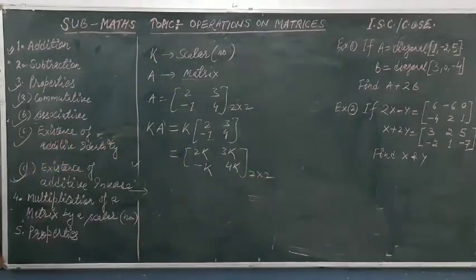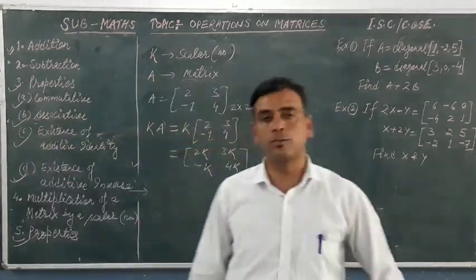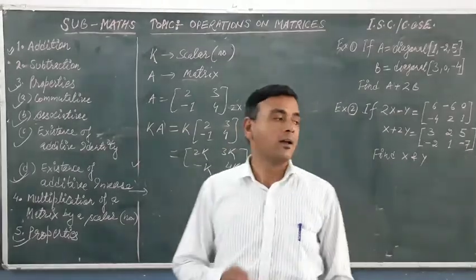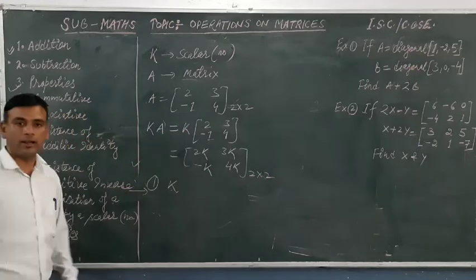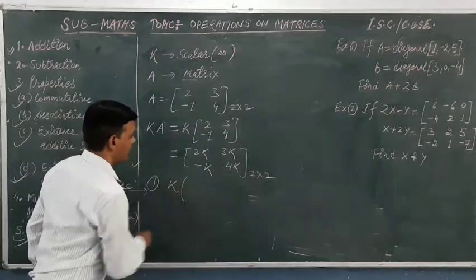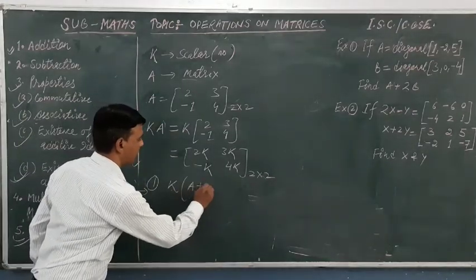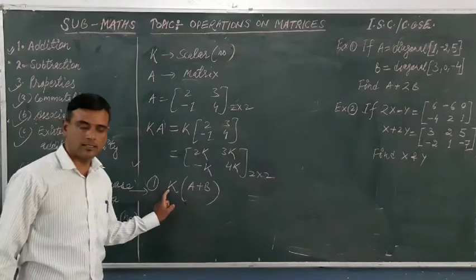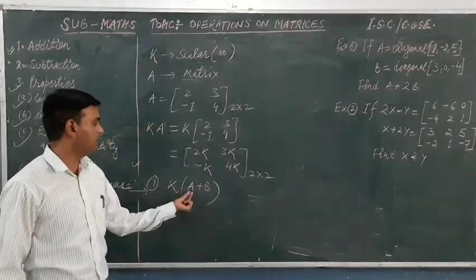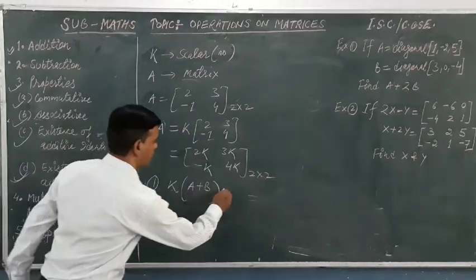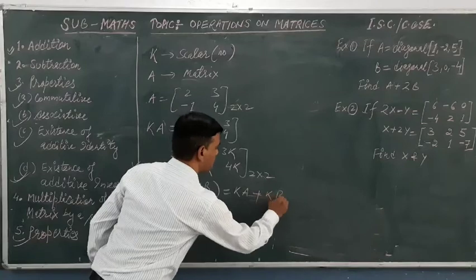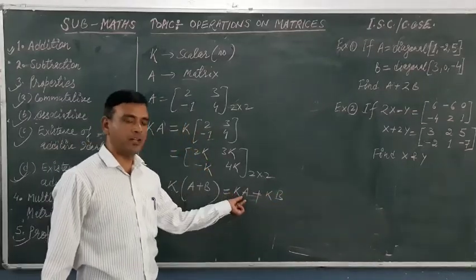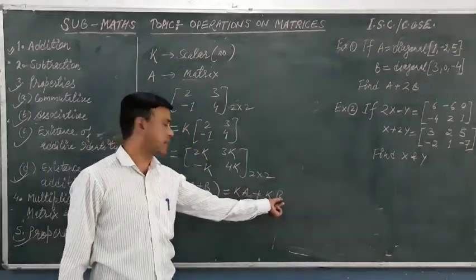Next is the properties of scalar multiplication of a matrix with a scalar, or two scalars, or two matrices with a scalar. For example, the first property: suppose a scalar quantity K, a number, is multiplied with the sum of two matrices. We will always get KA plus KB. It means the scalar multiplied with the first matrix plus the scalar multiplied with the second matrix.